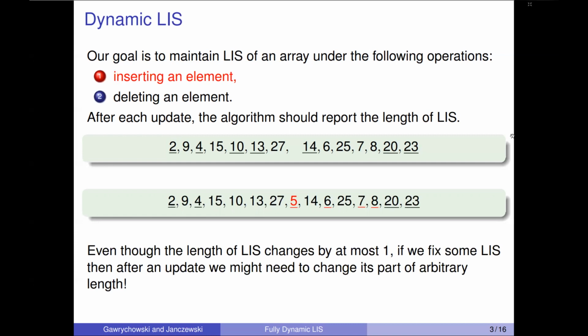So the bad thing here is that even though the length of LIS can change by at most 1, still, if we fix some LIS, then after even a single update, we might need to change its part of arbitrary length to have the new, current LIS.